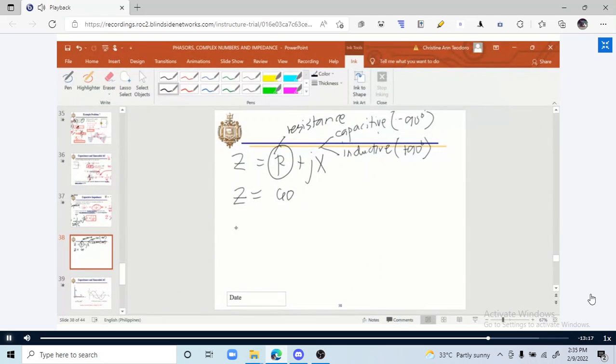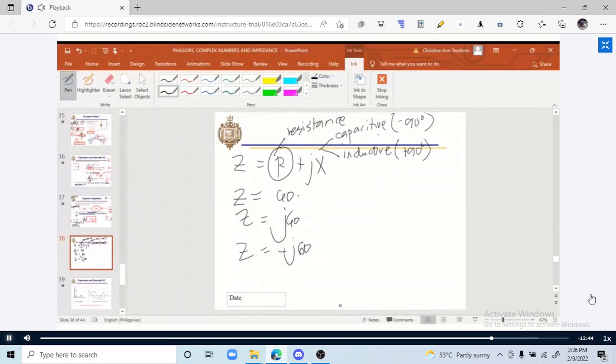Is Andrea my only student? It is purely resistive. Very good. What if my Z is equal to j60? It is purely inductive. Okay? Purely inductive. Very good.